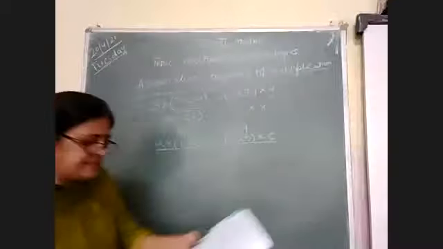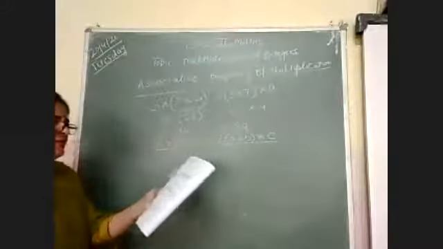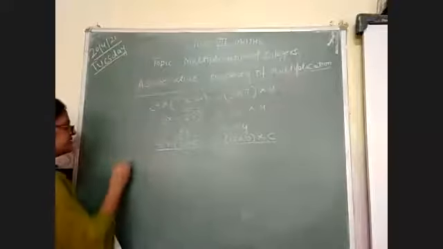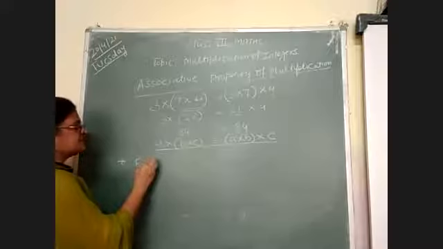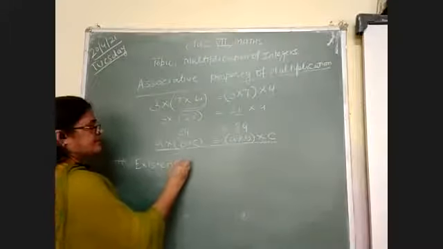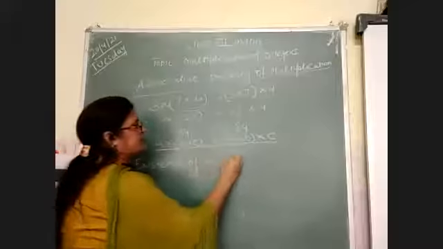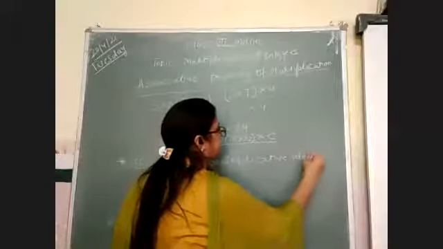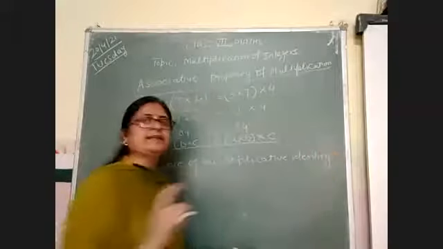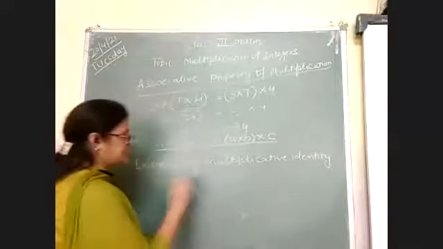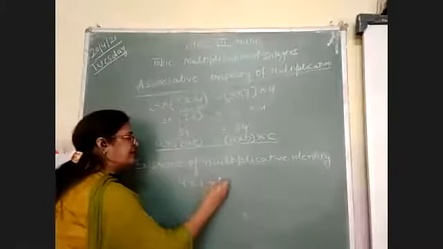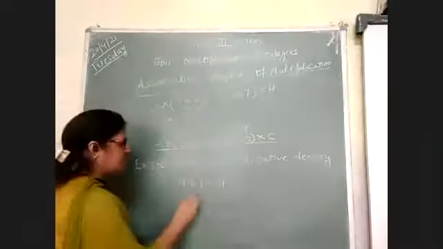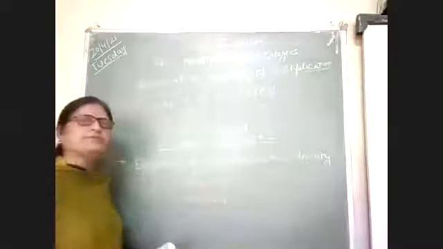Our next property is multiplicative identity. Existence of multiplicative identity. What is the existence of multiplicative identity? What does it mean? Multiplicative identity. It means when we multiply any integer by 1. For example, we multiply 4 by 1. It means 4 into 1 is 4. Yeah, it means 1 multiplied by 4. It is also equal to 4.